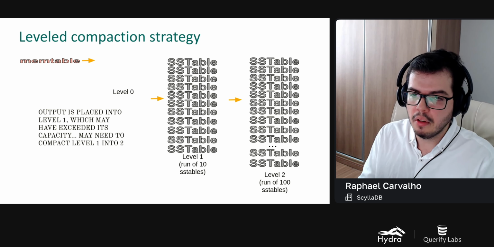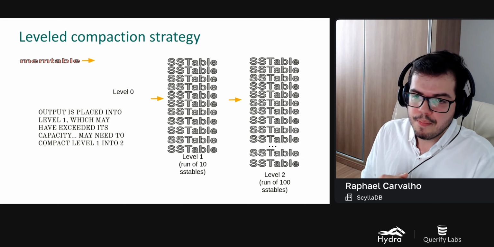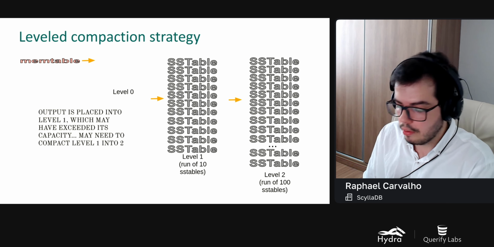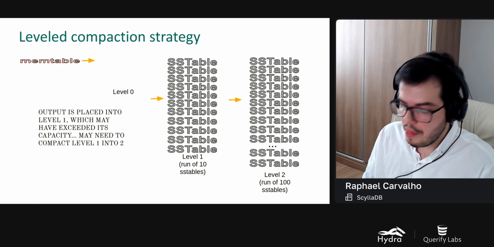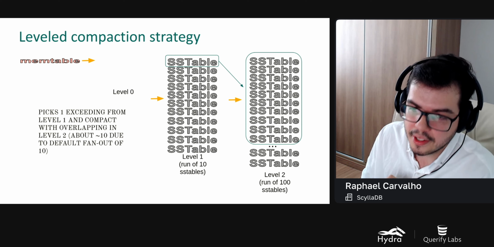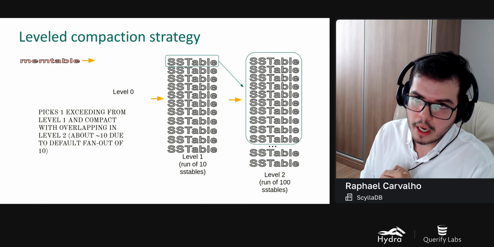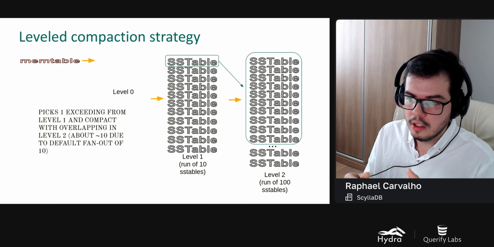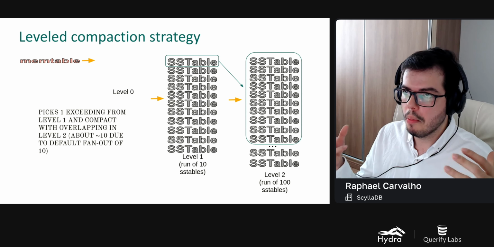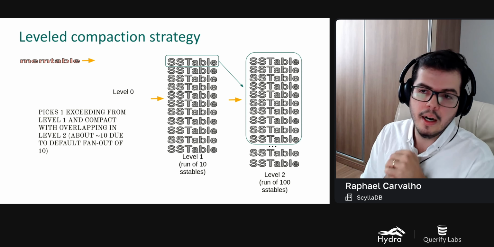We get one file from level 0 and merge it into the next level, which is level 1. And so we place the output into level 1 itself. So it could happen that level 1 exceeded its capacity, because each level has its capacity on the amount of fragments. We call a fragment an SSTable, because it's like a file broken into a fixed size chunk.